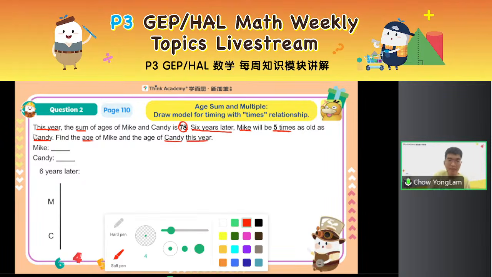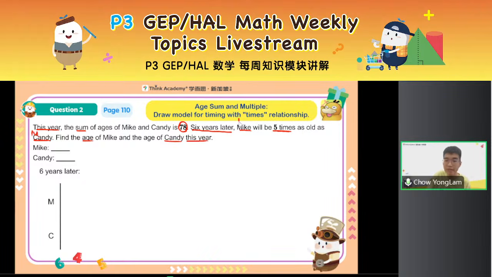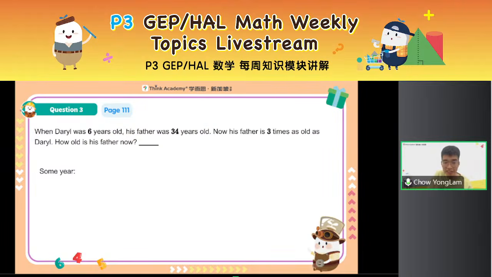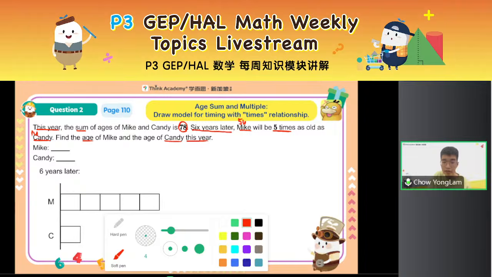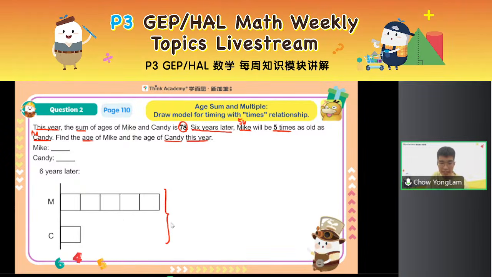So Candy will be my 1 unit. Mike will be my 5 units, right? 1 unit, 5 units. Okay, very good. So with this, we can figure out more of our information, because it's not just one long bar and one short bar. But now the question also gave us the age sum, right? So let's figure out what is the age sum.